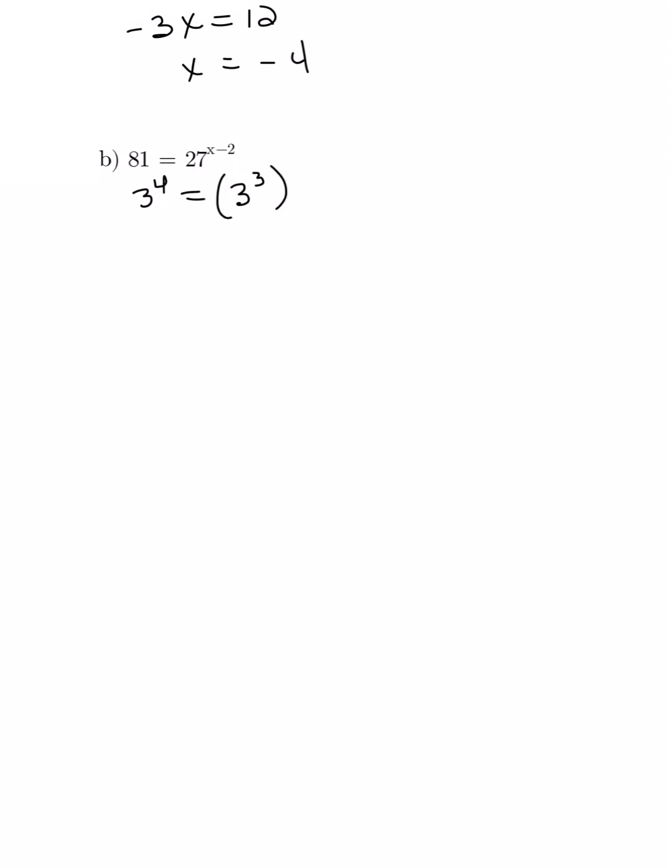But that 27 is being raised to the x minus 2 power, so I have to keep that. On the right side, we have a power raised to a power. So we're going to leave the left alone, and we're going to multiply the powers on the right side. So it becomes 3 to the 3x minus 6 when we distribute our 3.